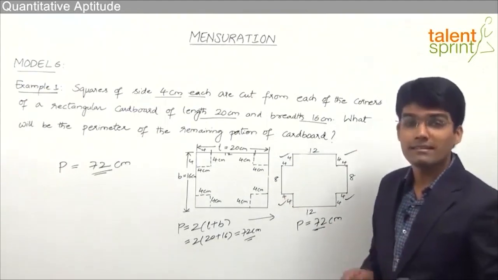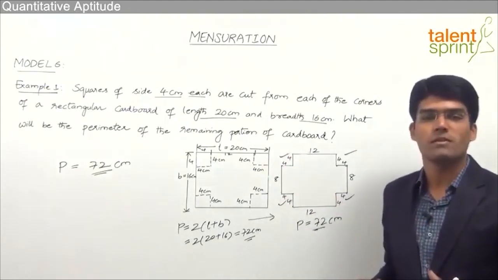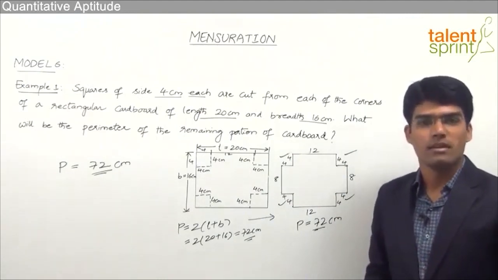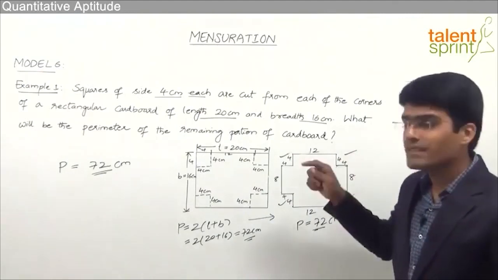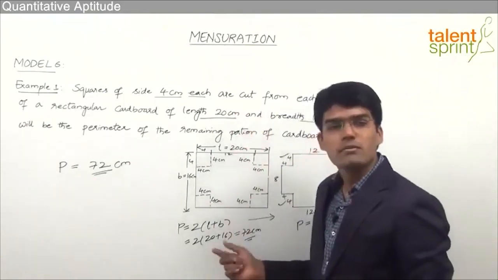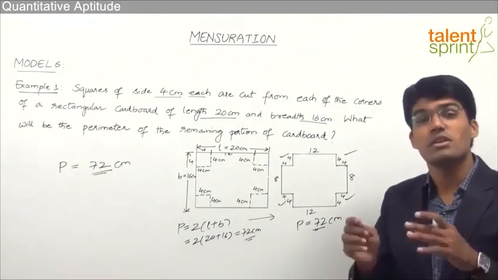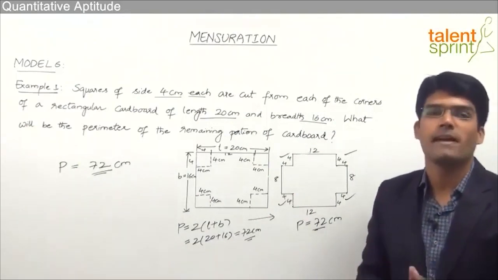But let me make it clear, this doesn't happen always. Only in this case, when we are cutting out 4 squares from each of the corners, the perimeter would remain the same. So we should be able to understand this without even drawing these two figures and directly take the answer as the perimeter of the original rectangle. So make sure that next time onwards when such type of questions are asked, you are able to visualize what happens and find out the required answer.